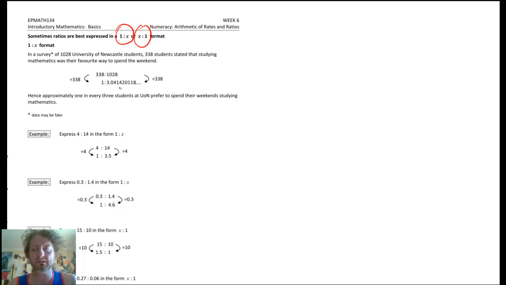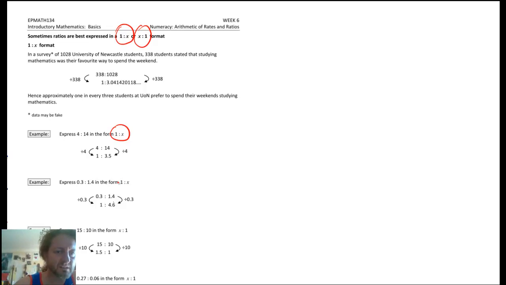1 in 3 is much catchier and straight to the guts of what it is. Note the data may be fake, totally made up. So if we're forced to turn either left or right into the number 1, all we're doing is dividing by itself. Here it's saying force the left hand side of the ratio to be 1. I started with 4 to 14, so to convert a 4 into a 1, I'll divide by itself. Got to do the same, divide by 4 to the other side, so it becomes 1 to 3.5.